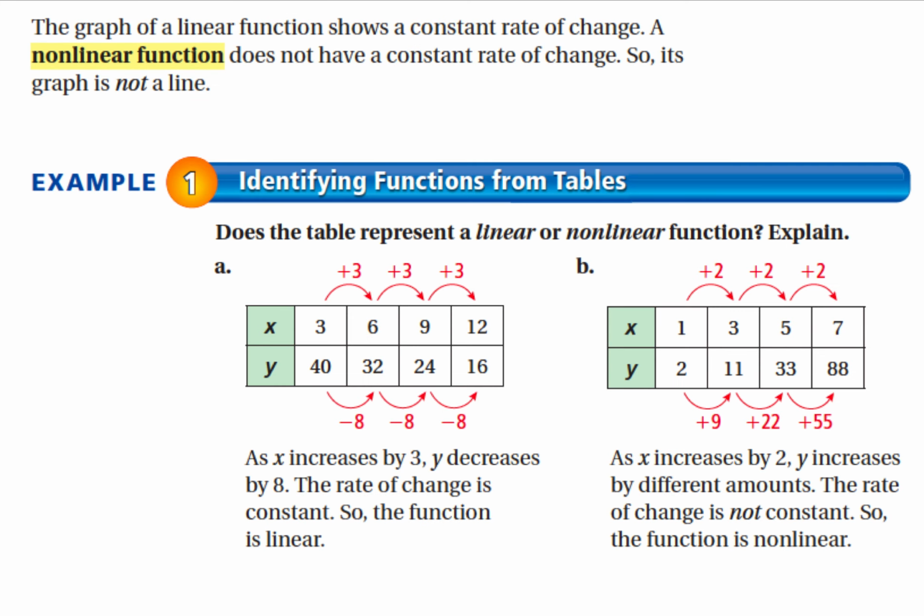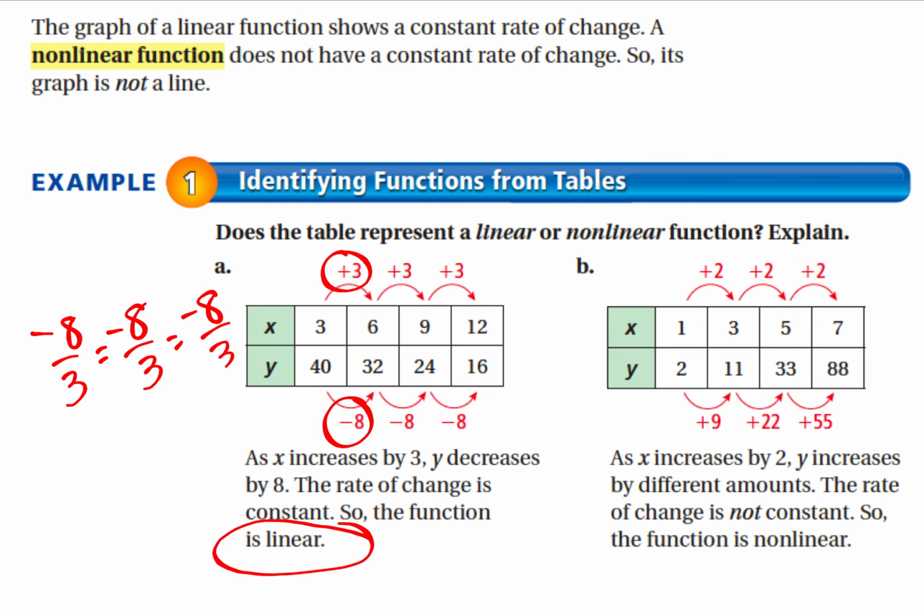Now, let's go right down. Okay, to tell whether a function is linear from a table, you just want to check the slopes. And this first one is linear because the slope for the first part is negative 8/3. For the second part is negative 8/3. And for the third part it's negative 8/3. If the slope remains the same, then it is linear. If the slope changes, then it's not linear. And this time on the second example, the slope goes from 9/2 to 22/2 to 55/2. And those are not the same, so it's non-linear.